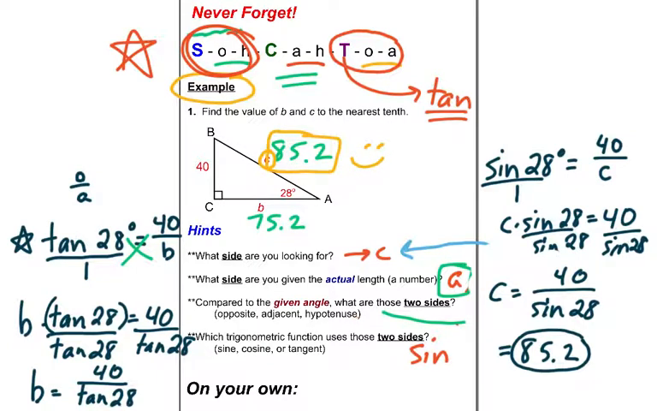Now, could you check? Sure, you could do a squared plus b squared equals c squared and check that too. Either way is fine. So that's how we solve right triangles, using the given information and what you're trying to solve for to pick a good trig function to make an equation out of.